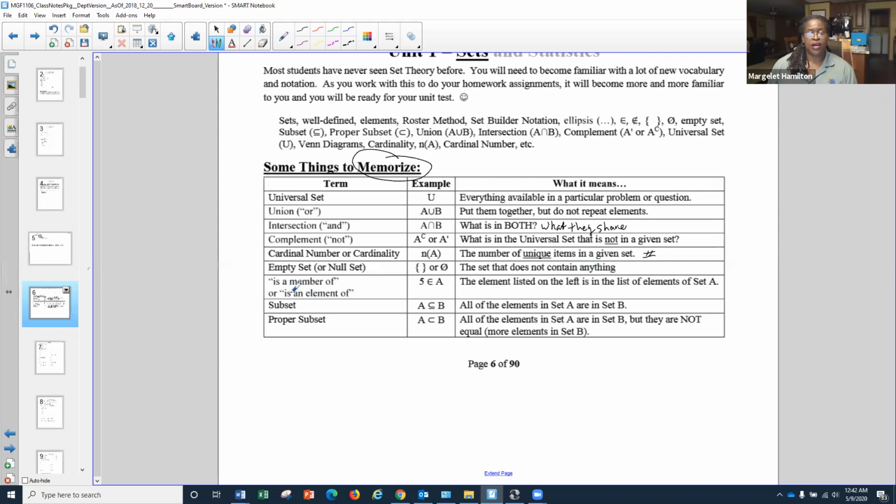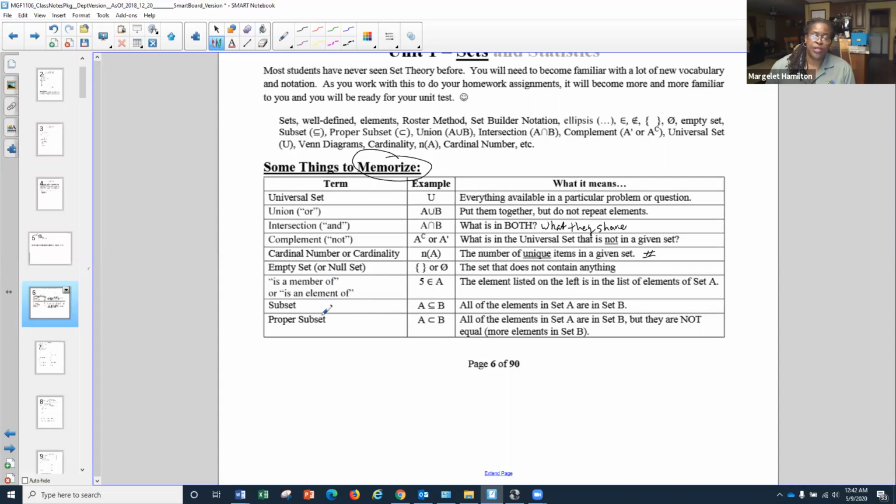Then we have our elements symbol, which is like an E, all right, but it's like a swooping E. It is a member of or is an element of. So here we say that 5 is an element of A. What does that mean? It says the element listed on the left is in the list of elements in the set A. So they're telling me here that 5 is an element or belongs to the set A, right? And this may come as a true or false statement. We'll see that in some of the examples. Mainly, it's usually a true or false statement for you to answer.